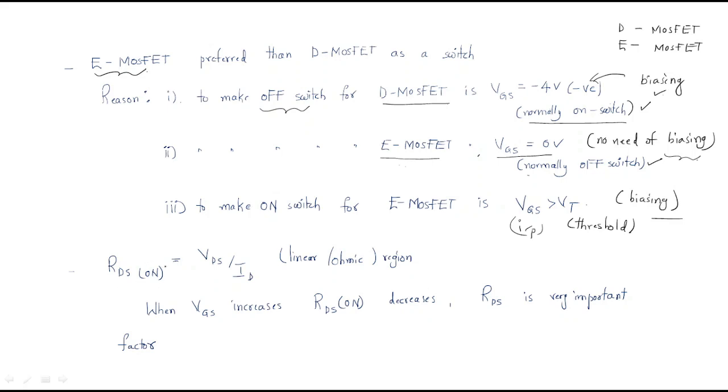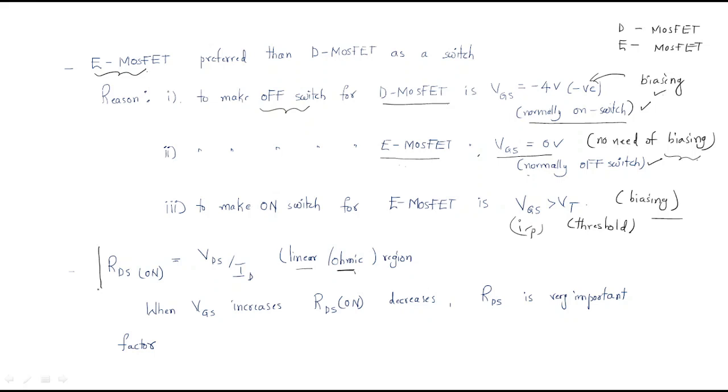Generally, whenever it is in on switch, the resistance between the drain and source, RDS equals VDS by ID. That means the voltage between drain and source divided by the drain current. Generally this is the linear or ohmic region. This region is called the linear region or the ohmic region.